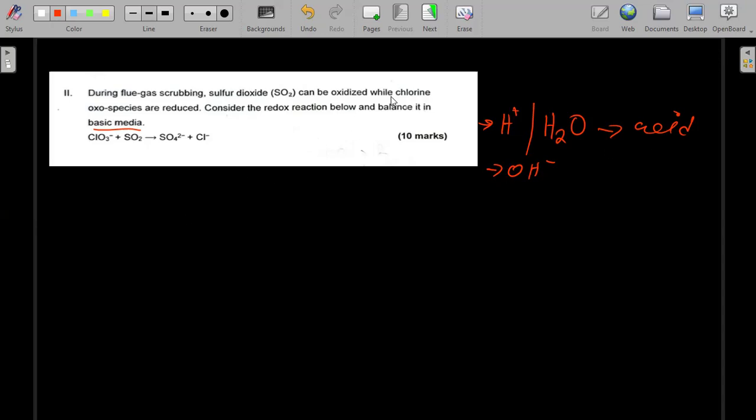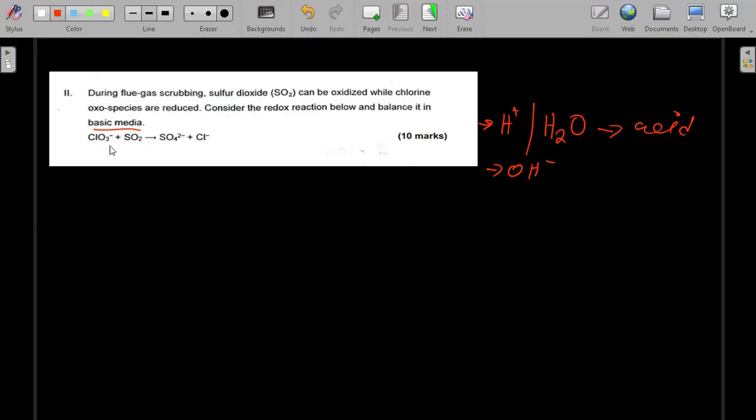Okay, so let's start. The first thing when balancing a redox reaction in any media is to identify the reduction and oxidation reactions. So you're going to check which species are being reduced and which species are being oxidized. When we say oxidized, it means that you are losing electrons. We are becoming more positive.